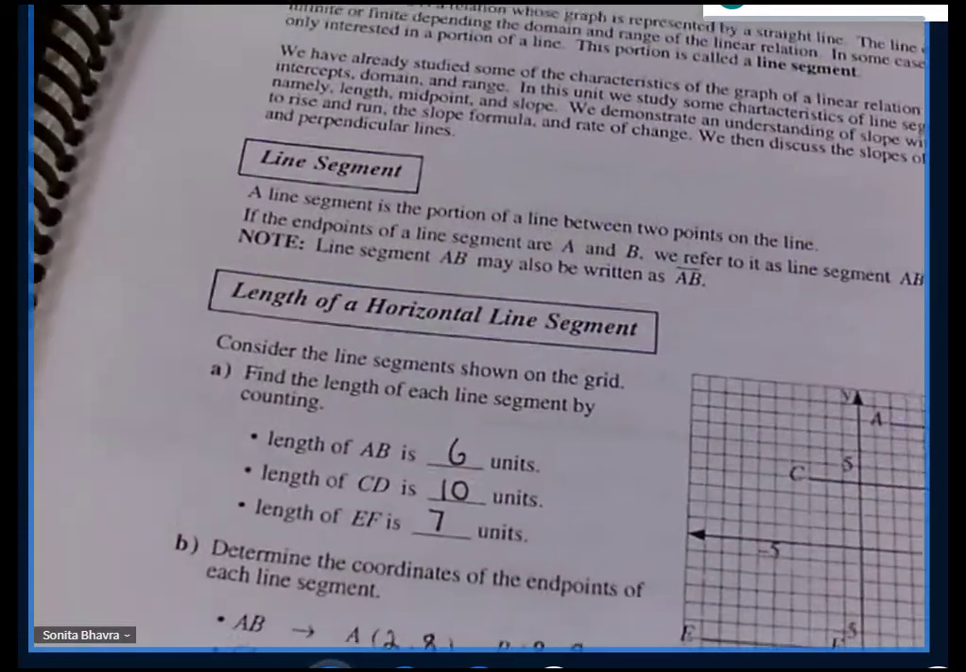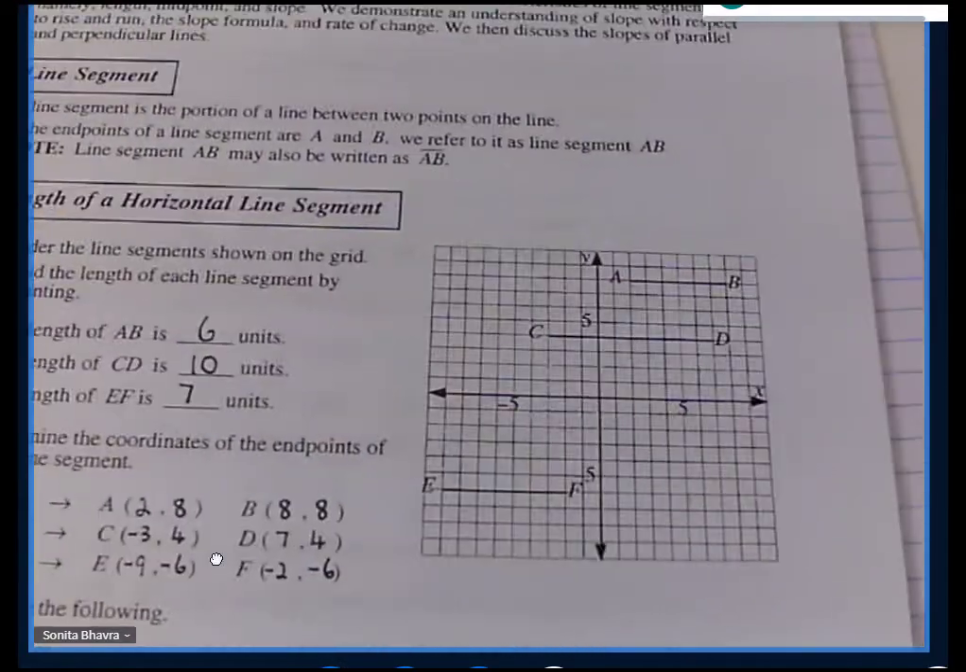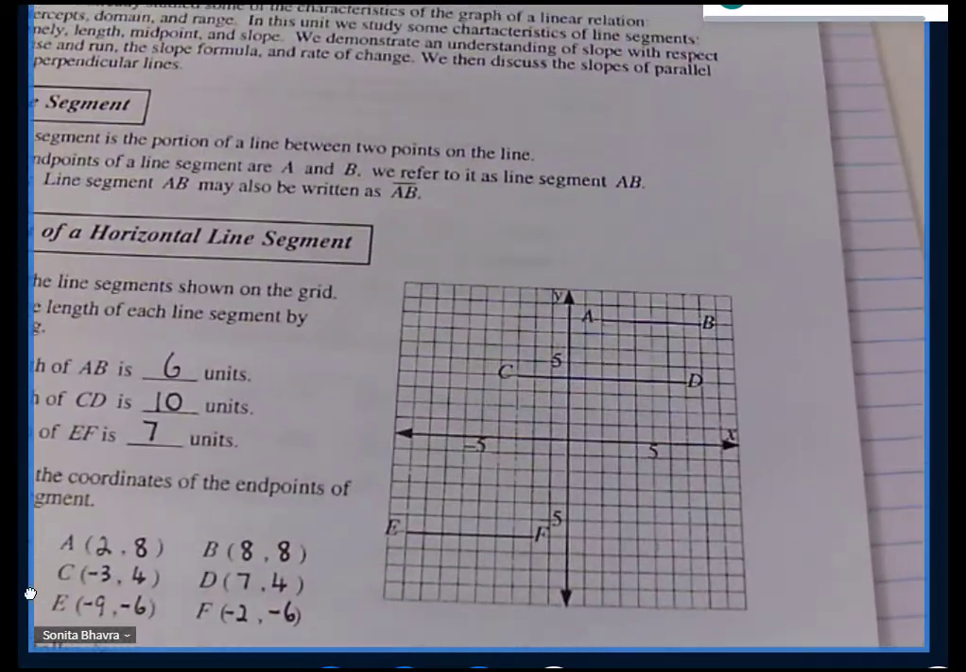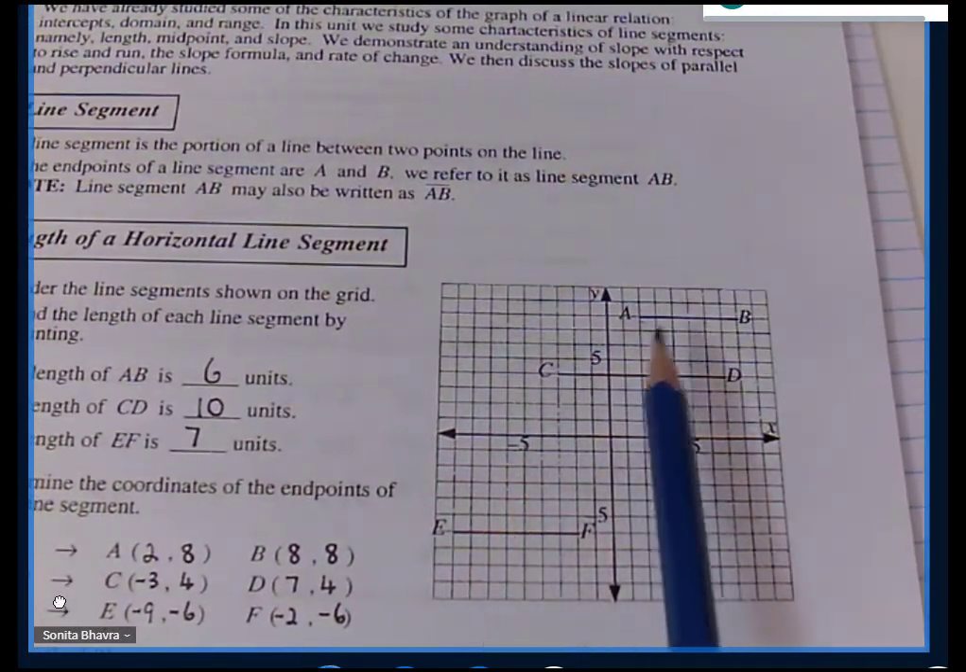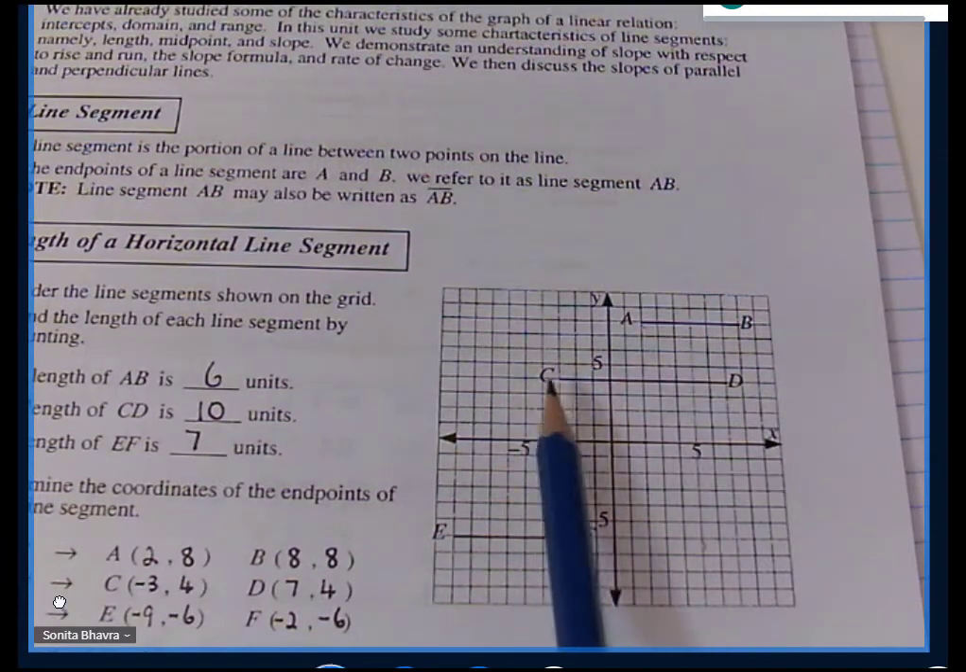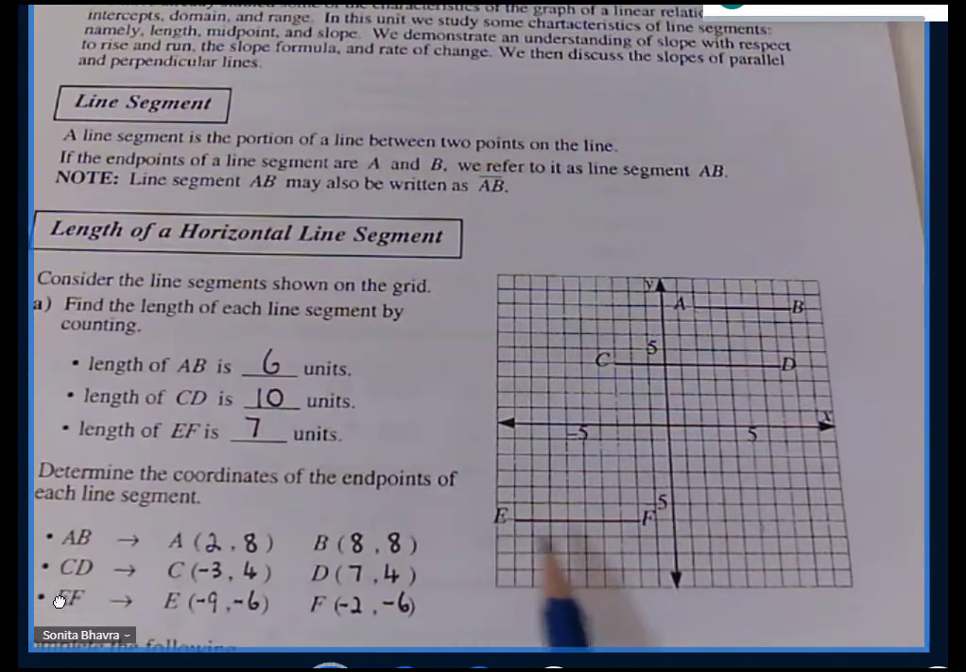Today's lesson, we're going to start by looking at line segments. So we're going to take a look at this graph here on line segments. So let's just look at these ones here. We have A to B, we have C to D, we have E to F.